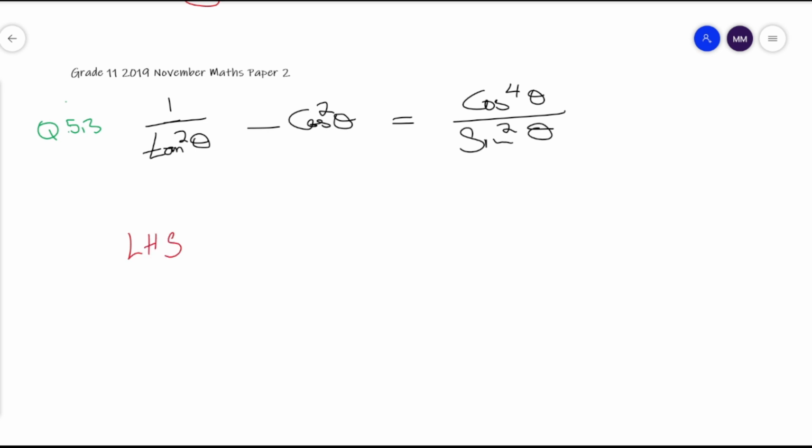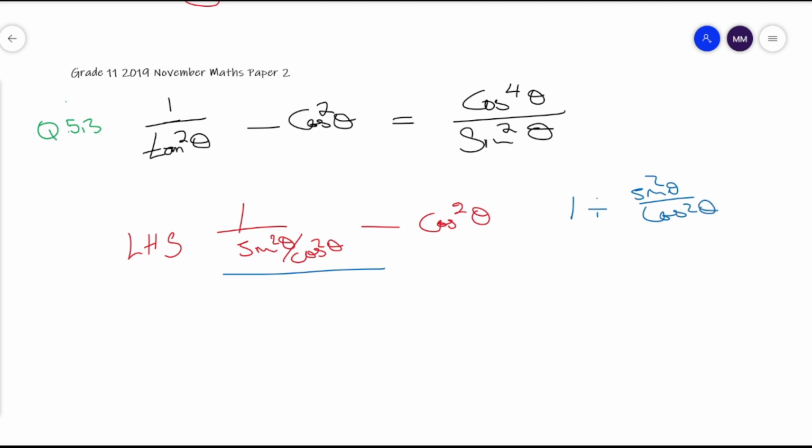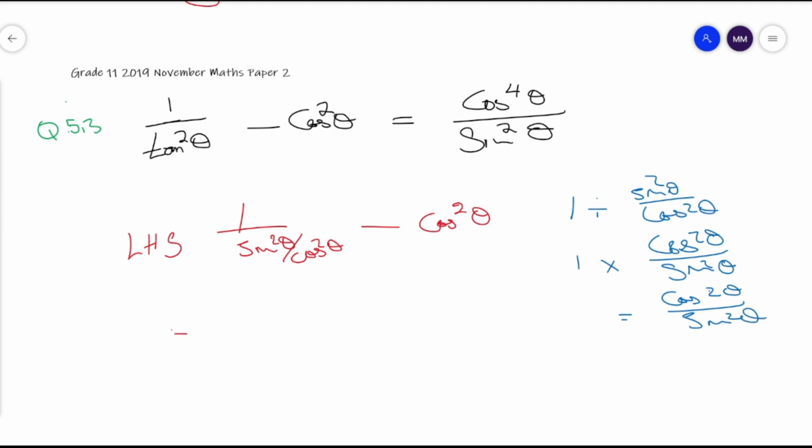and say we have 1 divided by sine squared of theta over cos squared of theta. So this is the same as saying 1 divided by sine of theta squared over cos of theta squared, right? If you multiply, therefore the cos goes to the top and the sine goes to the bottom, okay? And therefore your answer here will be cos squared theta over sine squared theta, okay? Therefore, what you have here is cos squared of theta over sine squared of theta.